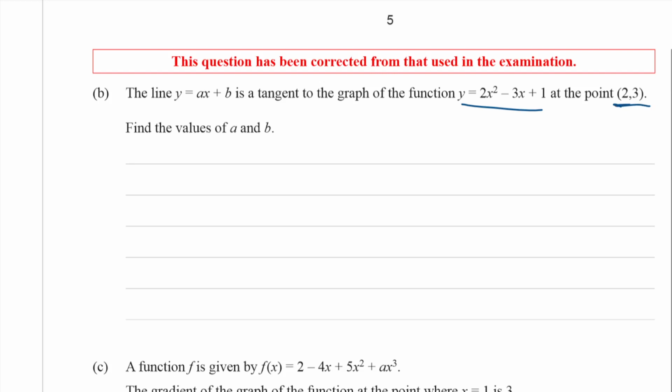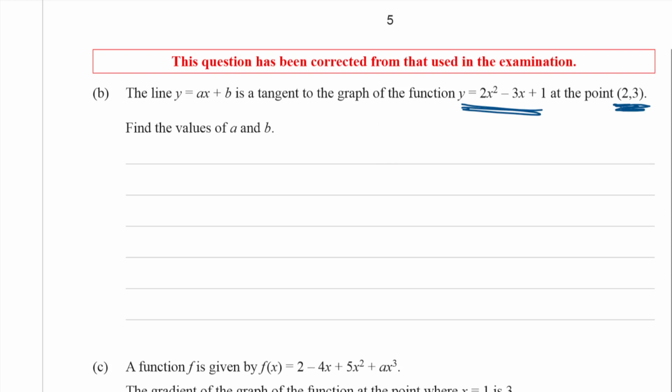So essentially, this is a fancy way of saying, find the equation of the tangent to this function at that point, right? But then to conclude, we will say what a and b are. Alright, so to find the equation of a tangent line at a point, we first need to know the gradient at that point, because the gradient of the tangent line is the same as the gradient of the function at the point.